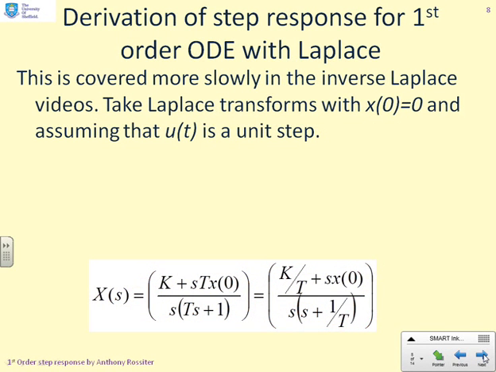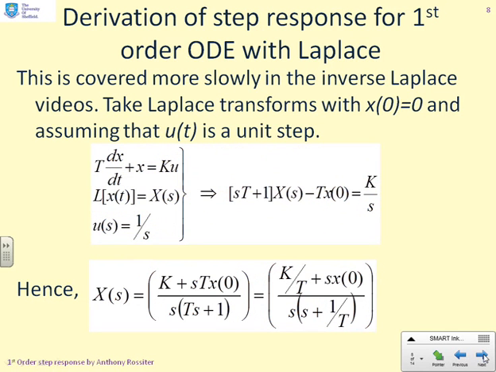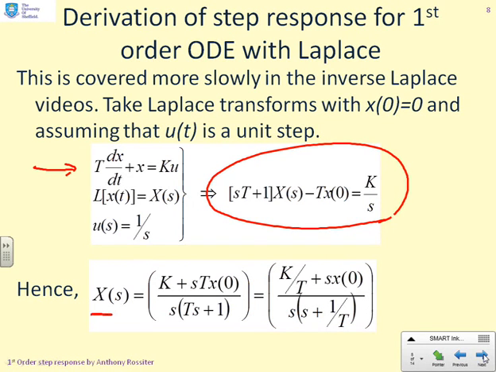So here we go. If we take the Laplace of our original differential equation, so there we've got it, t dx dt plus x equals ku. Then if we take the Laplace of x of t equal to x of s, the Laplace of u to be u of s equals 1 over s, and we put all that together, and you'll see this was covered in the first two videos, we get st plus 1 times x of s minus capital T x of 0 equals k over s. And I can then rearrange all of that to give me x of s equals this term over here. Okay, so that's straightforward Laplace.